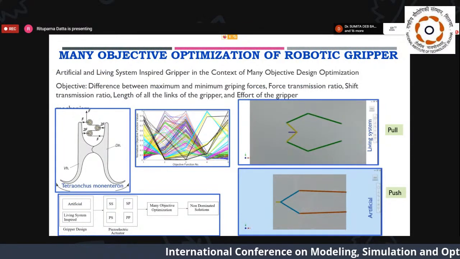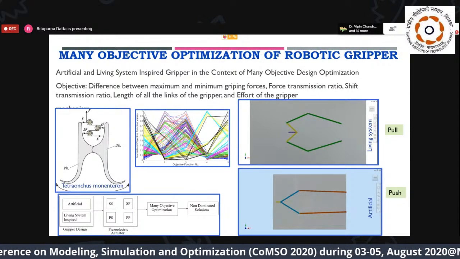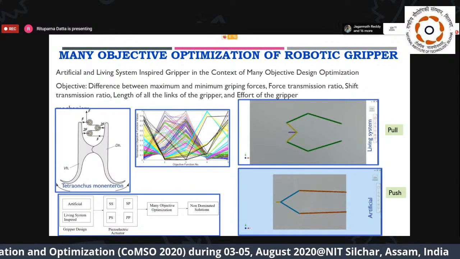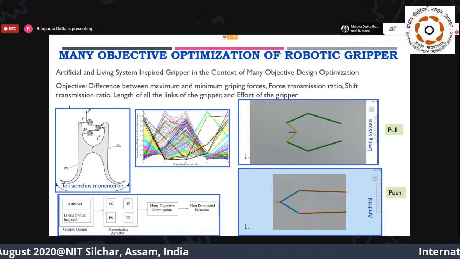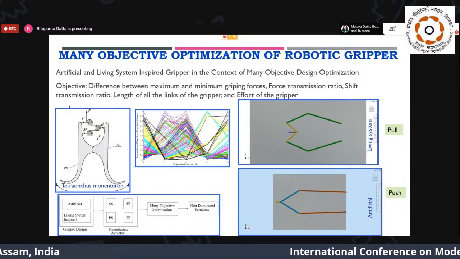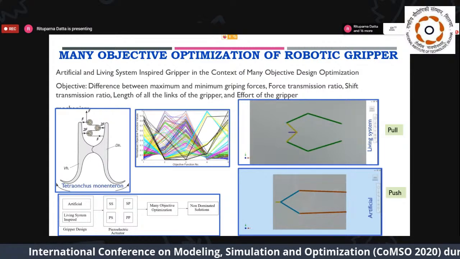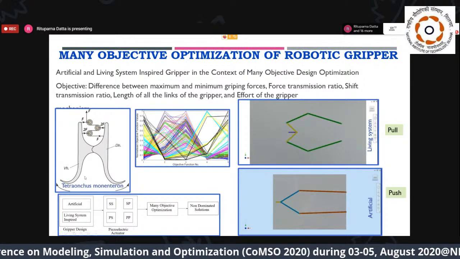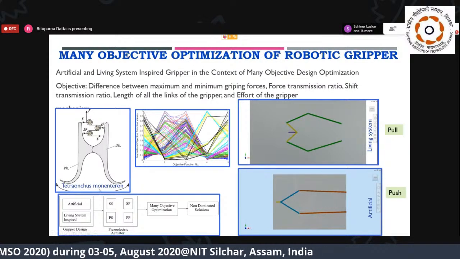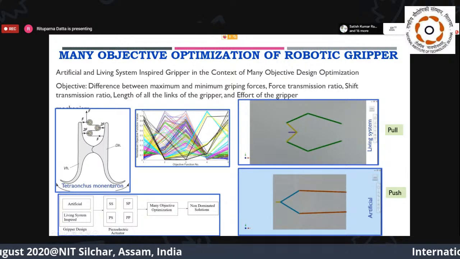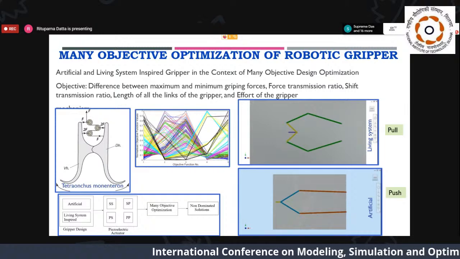Okay. So after solving it as a two-objective problem, we moved into many-objective optimization, having five different objective functions. And here, this study is more interesting. We have taken inspiration for one of the grippers from a fish parasite on fish gills. As you can see on the left side, it's called Tetraonchus monenteron. This is a parasite in fish which looks like a gripper.